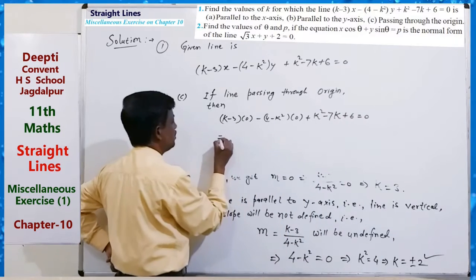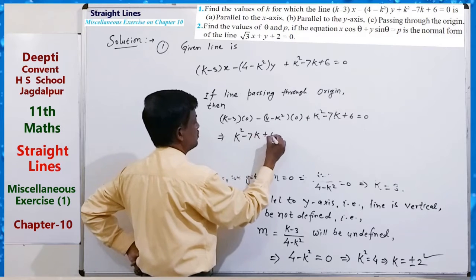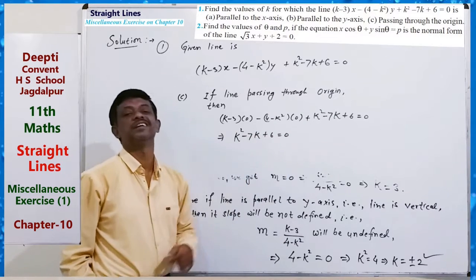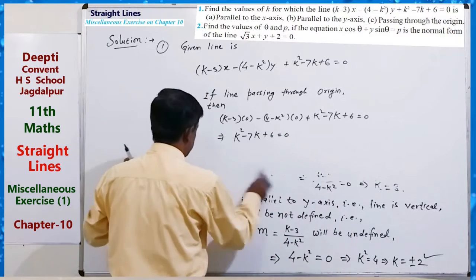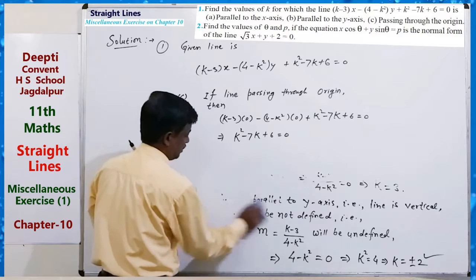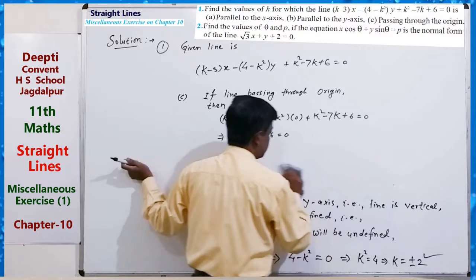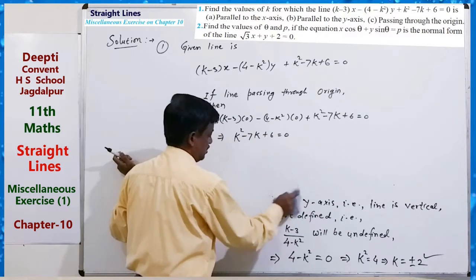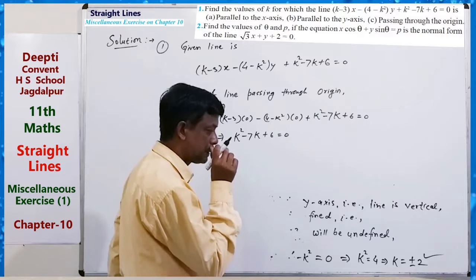So we will get what? Only k square minus 7k plus 6 equals to 0. This is a quadratic equation in k. So we can get the value of k here by solving this quadratic equation by any of the methods. Okay, by factorization. Here factors will be what? Minus 6 and minus 1.